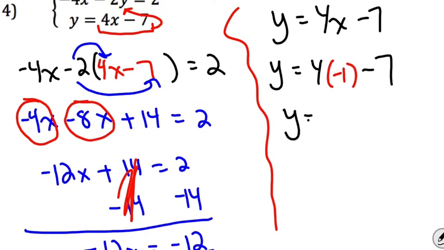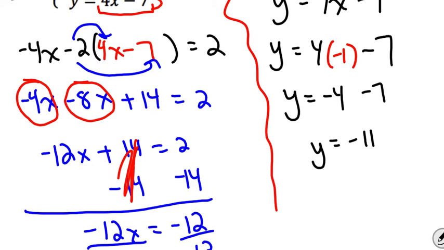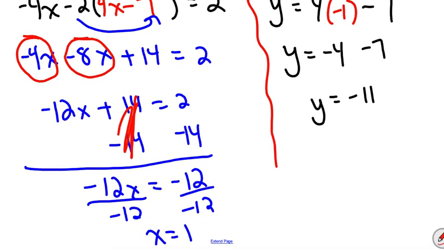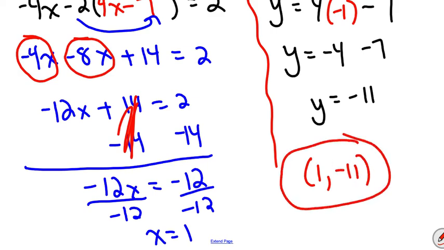All right, so y equals 4 times negative 1 is negative 4, minus 7, y equals negative 11. So now we can write our final answer. I know that x is 1. Always put your x first. Y is negative 11. Y goes second. It's always alphabetical, okay? So always write your answers in alphabetical order.